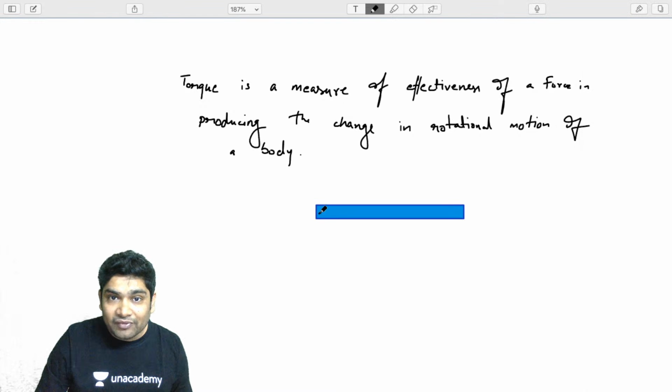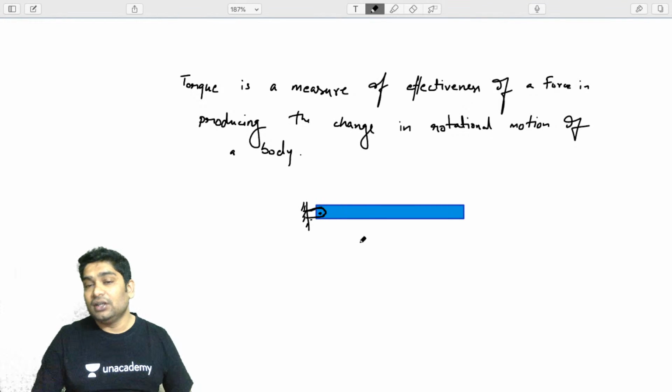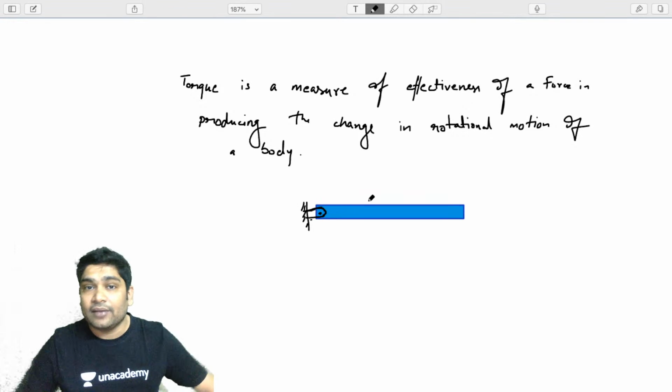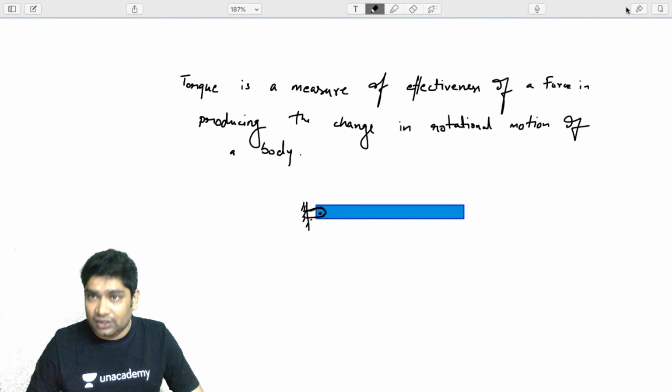I hope everybody knows what hinges are. A hinge is a contact which can allow rotation about the contact point, but it cannot allow it to move away. So this point itself is fixed. Now things can rotate about this. Now imagine different forces acting on this.